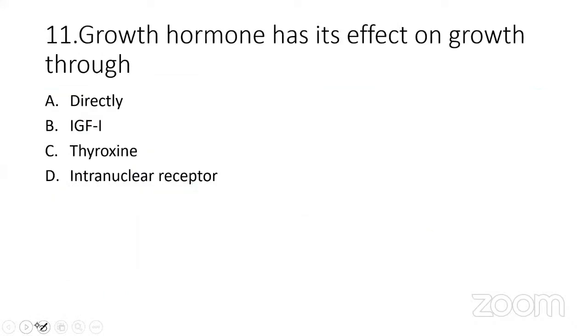Growth hormone has its effect on growth. So growth hormone is an important hormone from the anterior pituitary. We know that it acts through the JAK-STAT pathway. It's a very important thing. What are its physiological effects? The physiological effects are mediated by insulin-like growth factor 1. So it can act directly, and it can act through insulin-like growth factor 1.